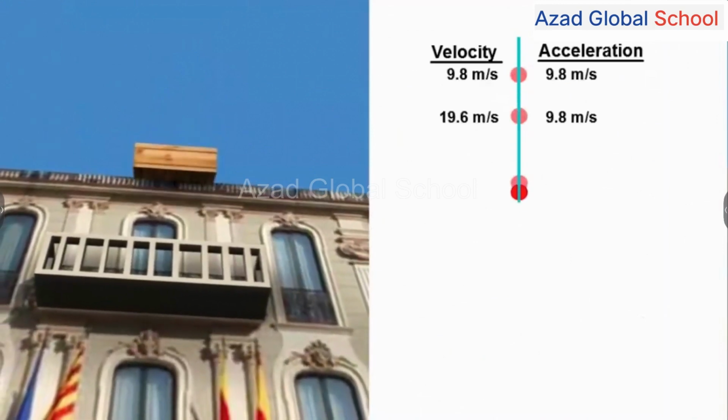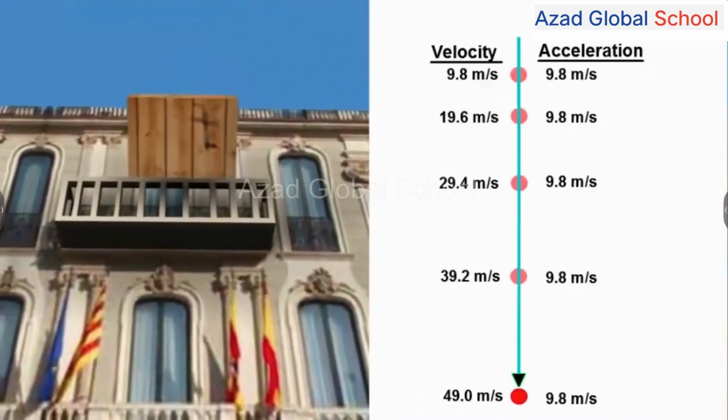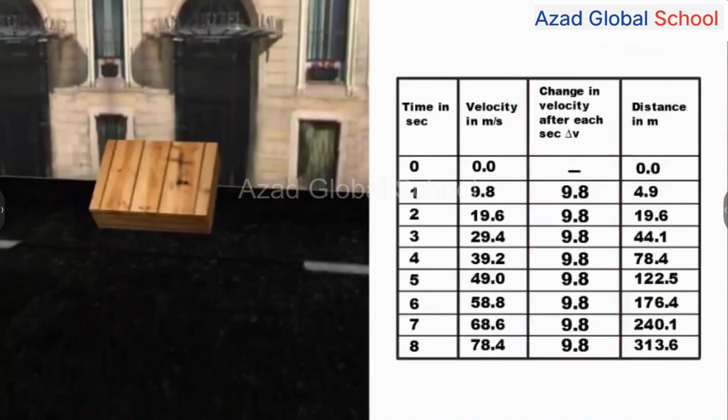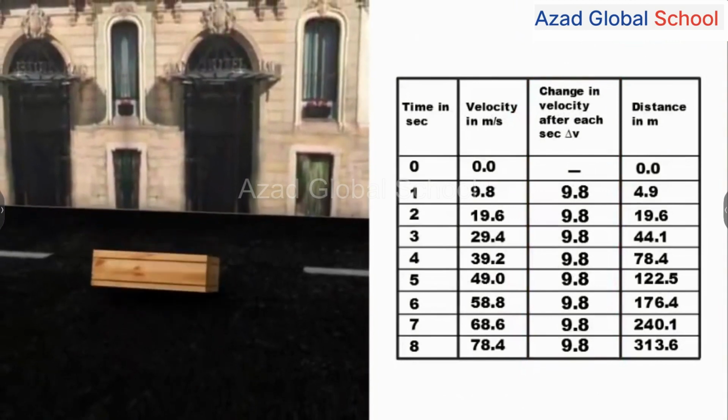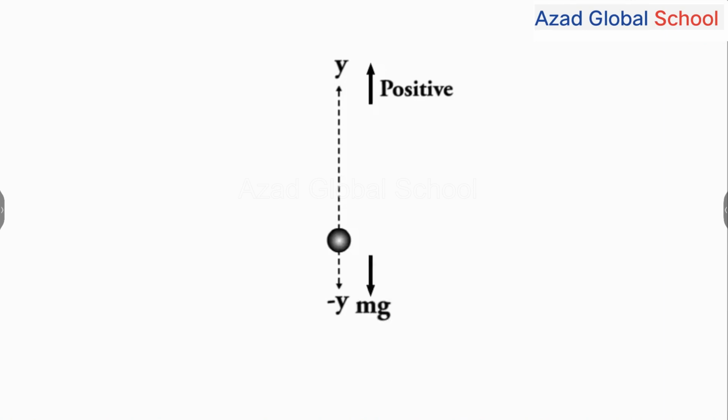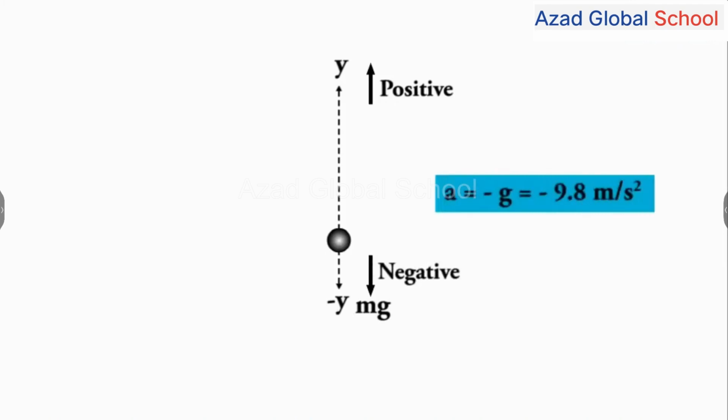Free fall is thus a case of motion with uniform acceleration. We assume that the motion is in the y direction, more correctly in the minus y direction because we choose the upward direction as positive. Since the acceleration due to gravity is always downward, it is in the negative direction, and we have a equal to minus g, equal to minus 9.8 meter per second square.